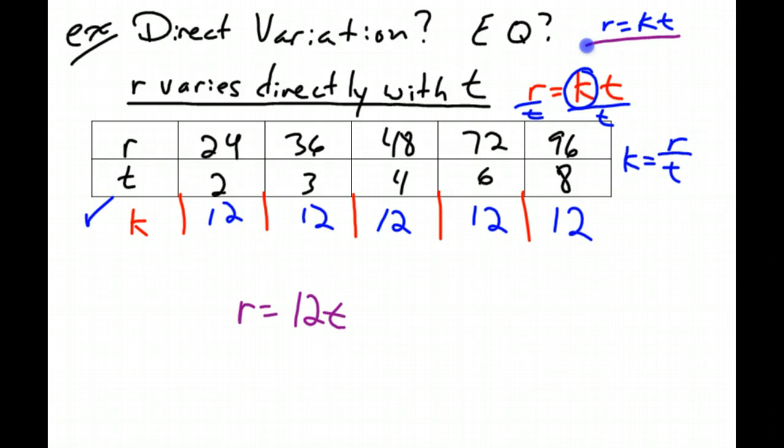If you look at your table, if you plug in 2 for t, then r is 24. If you plug in 3, r is 36. If you plug in 4, r is 48, and so on and so on. So it works out. It makes sense. Good to go. There's our direct variation equation.